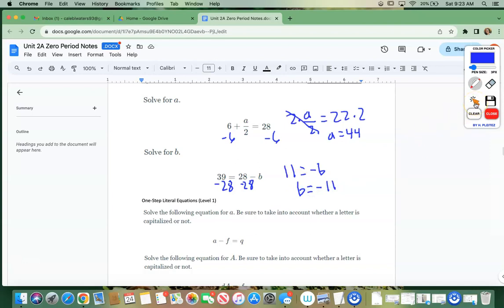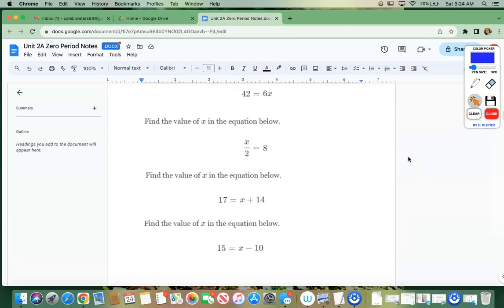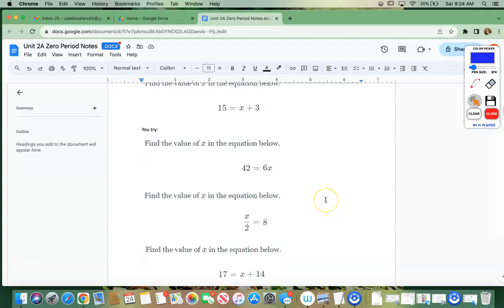All right. Cool. Okay, so that's a big skill that will follow you your whole mathematical career. So you should definitely practice, get good with solving two-step equations, is what those are called. Now, that part right there is going to correspond to some Delta Math sections. That is one-step equations with positive whole numbers and two-step equations.